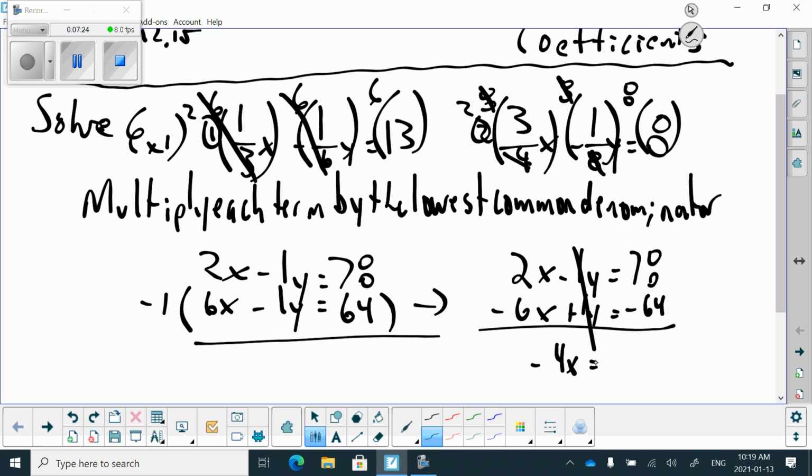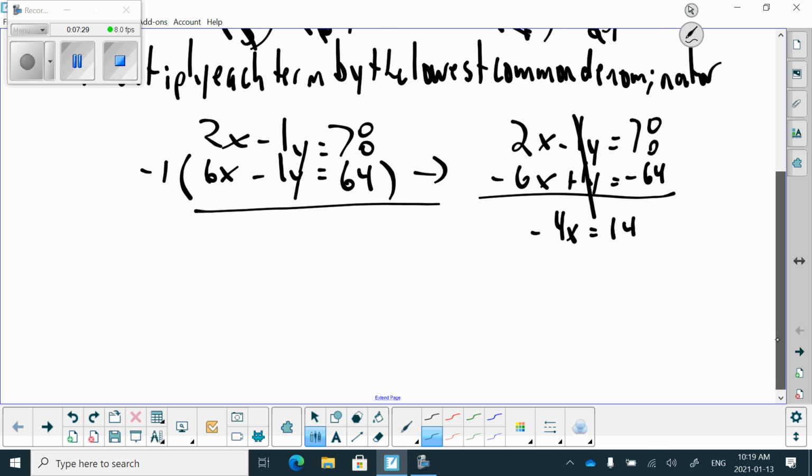And 14. And then divide by negative 4. Yep. And x is equal to... We can do decimals here. And you know that I am a big fractions guy, but this one we can do decimals. Negative 3.5. Okay, any questions?